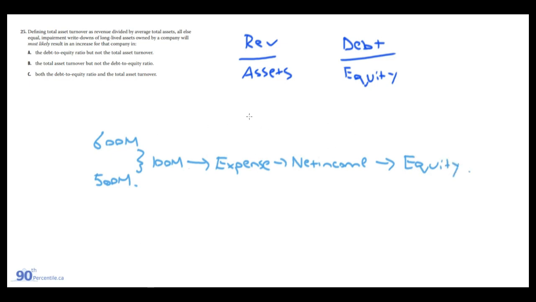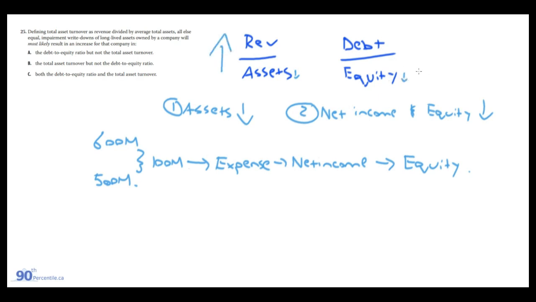So to summarize, what happens is, one, your assets decrease by the amount of the write-down, so the 100 million, and then also your net income and your equity decrease. Net income and equity don't exactly decrease by the 100 million because this expense is tax deductible, but we can ignore the tax impact for this question. But just looking at these ratios, if assets are decreasing here, this whole ratio is going to increase. And if equity is decreasing, this whole ratio is going to increase as well. So looking at the answers, the impairment will most likely result in an increase in both the debt-to-equity ratio and the total asset turnover ratio.